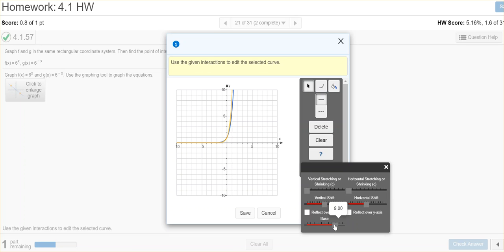So I need to first indicate that my base is 6, and then that negative in front of the x means reflect over the y-axis. So when I click this box, this graph will reflect over the y-axis. Watch. And that's the graph of 6 to the negative x.